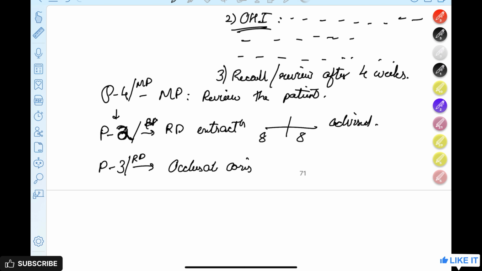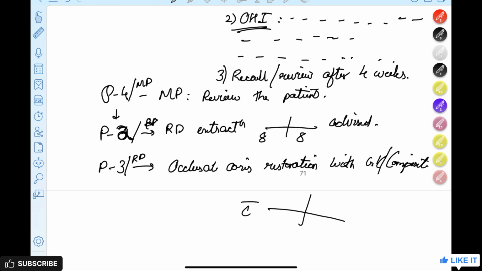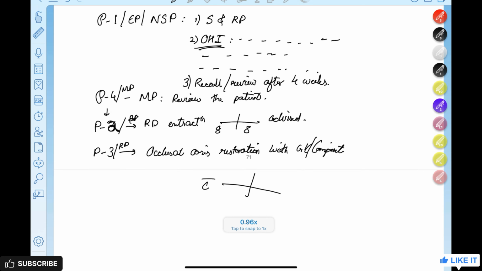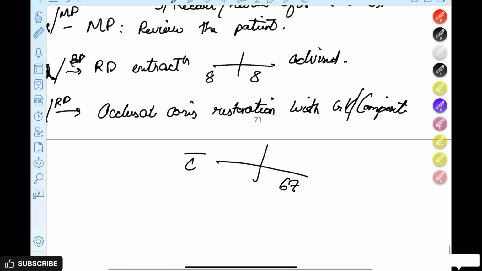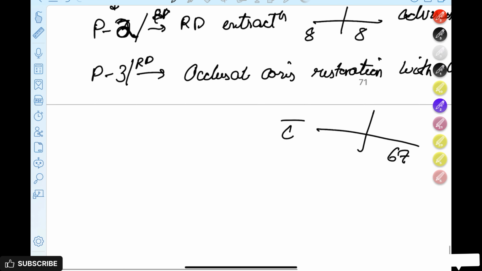So occlusal caries restoration with GIC or composite with respect to the tooth which was involved, that is 6, 7. So do this, and after this the patient once again will come to the phase 4, that is the maintenance phase. Review the patient. Okay.